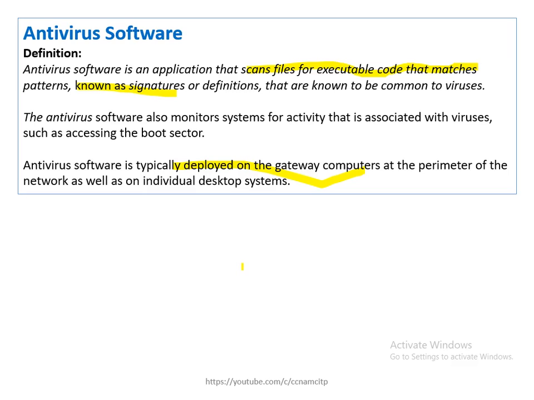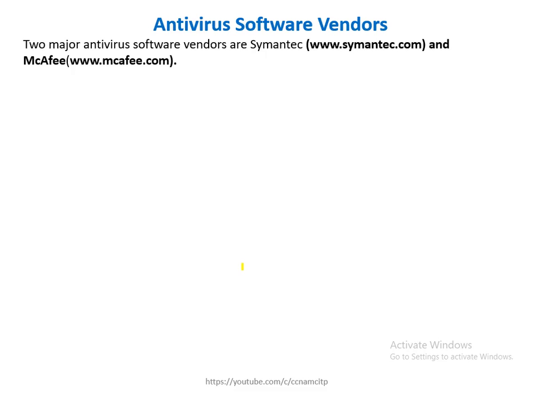So we have to be very careful where we want to deploy this kind of software so that our network can be protected very well. Now guys, there are certain vendors who provide those kinds of antivirus software. First of all, very common and very popular is Symantec, and the next one is McAfee.